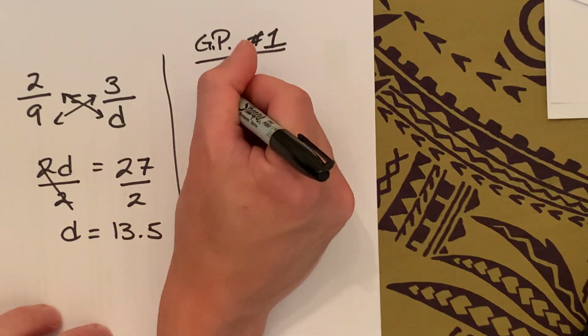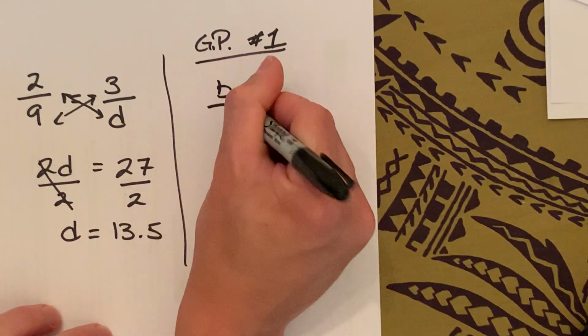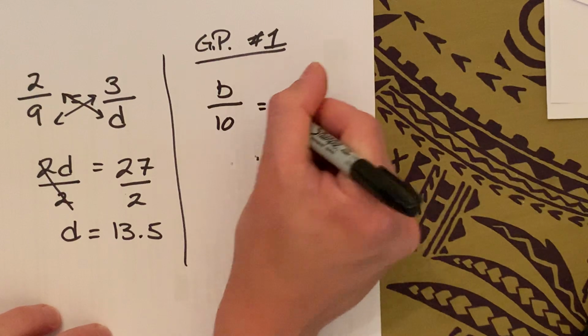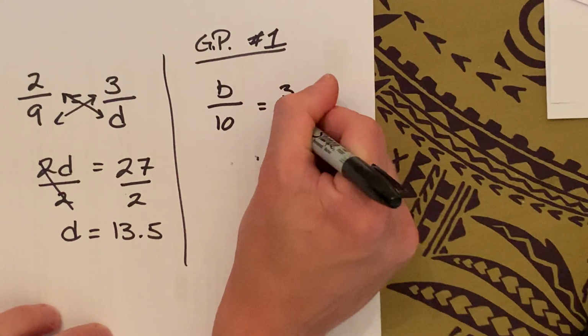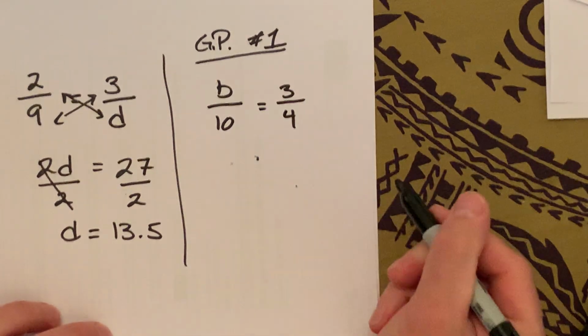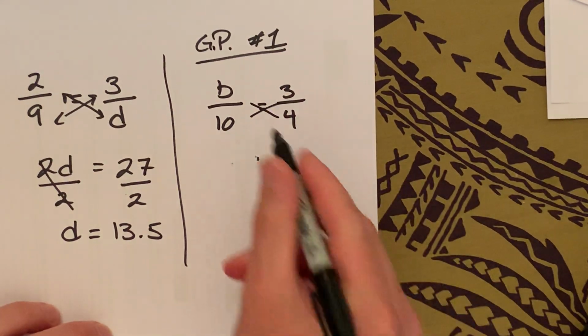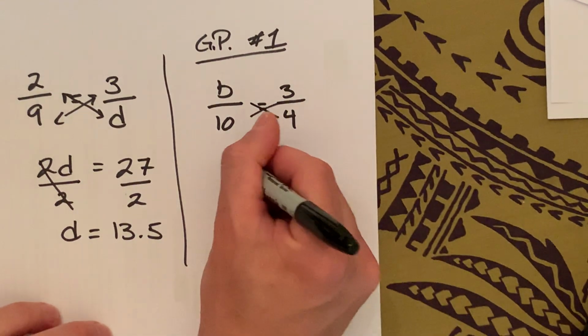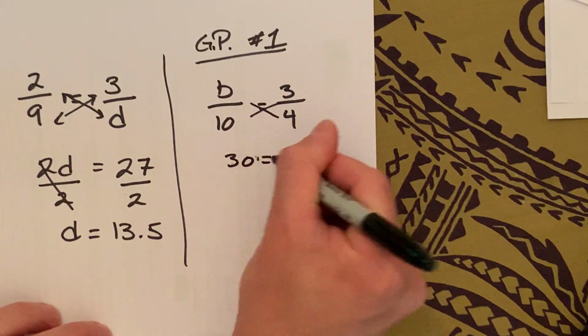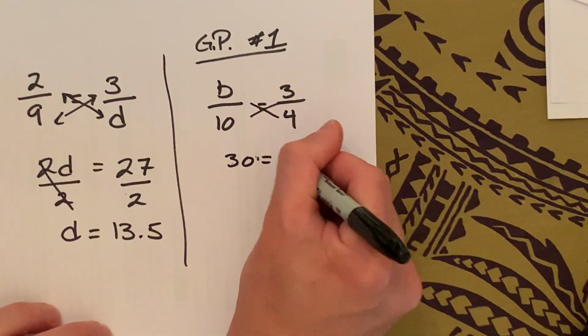And this is b is to 10 as 3 is to 4. So I'm going to use the cross products property, multiply diagonally. 3 times 10 is 30, and 4 times b is 4b.